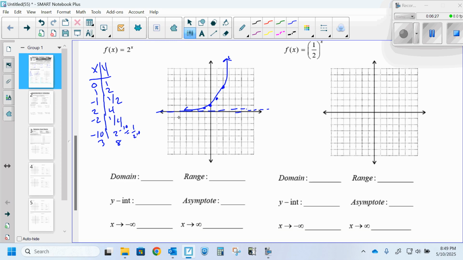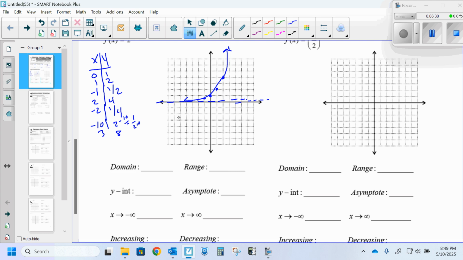So let's go ahead and answer these questions here. The domain is always going to be all real numbers. The range, 0 to infinity. Notice the parenthesis, it's never going to hit 0. I can put in a negative 1 million and I will still not get to 0. It'll never cross it. Your y-intercept is 0, 1. Your asymptote is a horizontal asymptote at y equals 0. As x goes to the left, y is approaching 0. As x goes to the right, y is approaching positive infinity.